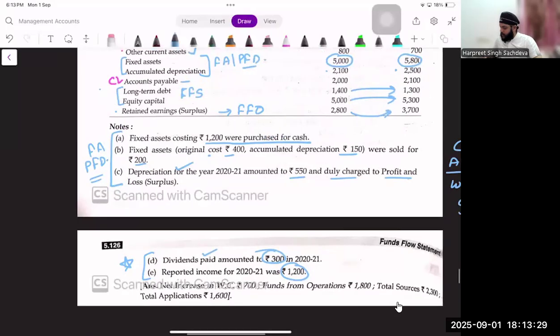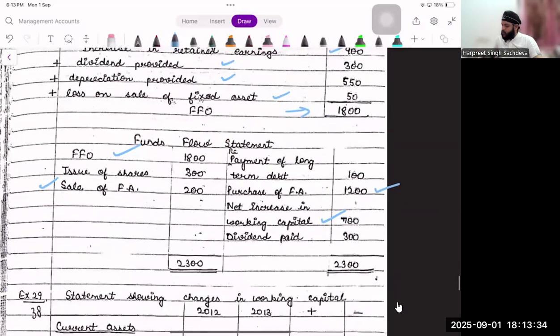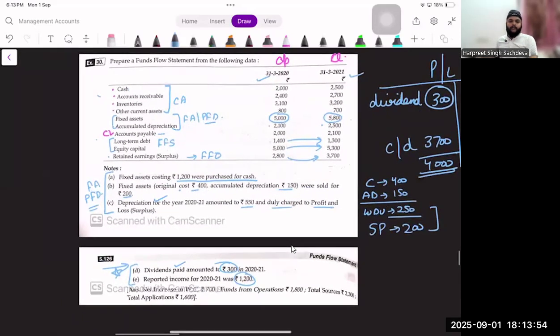Then adjustments made, dividend paid 300. Okay, Raja. Issue of shares, repayment of long term debt, and dividend paid. So your FFS will match. Any doubt? Any doubt? Any doubt? Anyone? This was your question, exercise 30. Okay, Raja. Tell me any doubt? Any doubt?